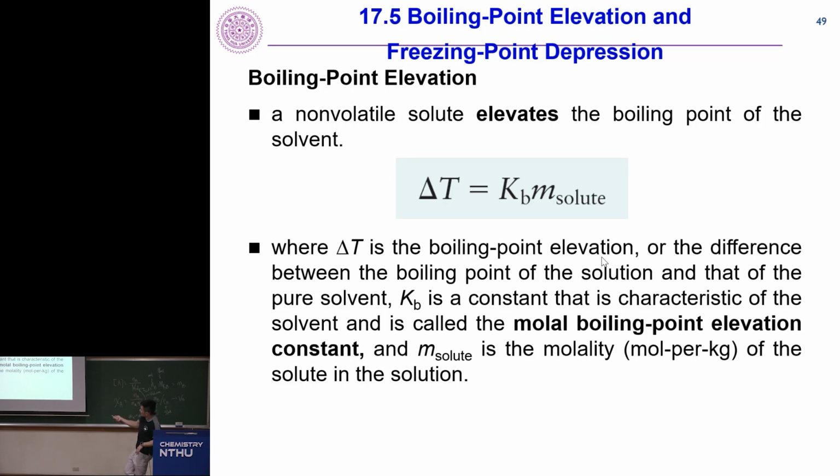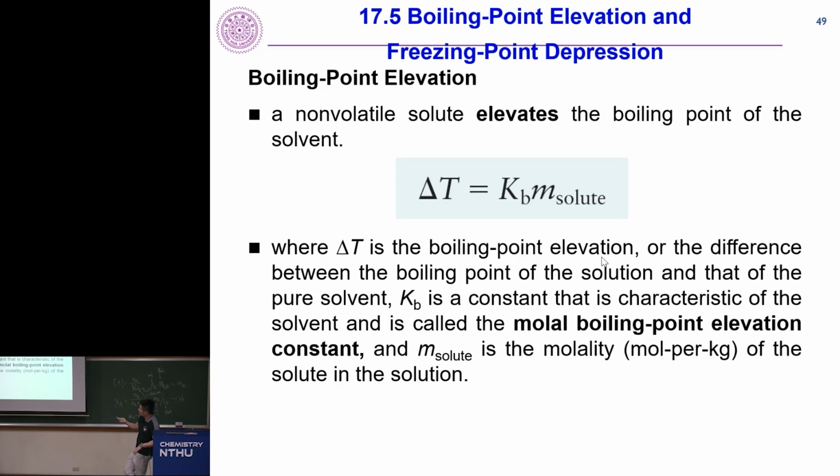Kb is the constant, that is the characteristic of the solvent, right? So Kb only depends on the solvent. If it's water, it's going to have a corresponding Kb. If it's ethanol, it's going to have another Kb. It has nothing to do with whether you add sodium chloride or potassium chloride, it doesn't matter. It's actually a property of the solvent.